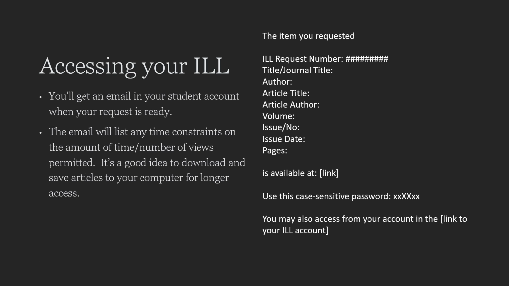The email will also mention any time constraints, such as the amount of time, for instance, 30 days, or the number of views, such as 5, that you're permitted for this request. It's a good idea to download and save articles to your computer so that you can access that article after the time has elapsed or the number of views has been exceeded.